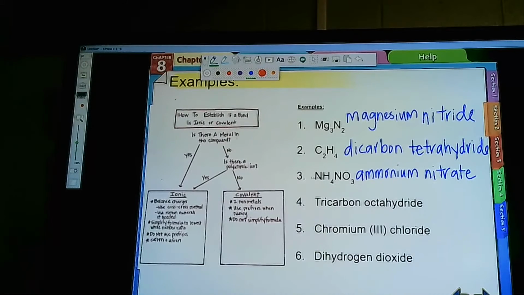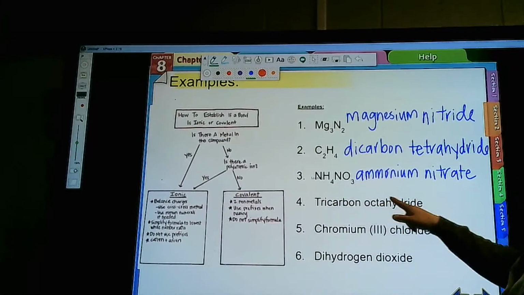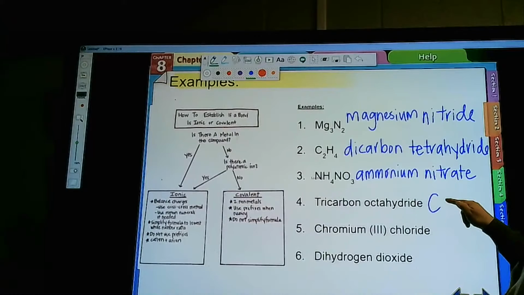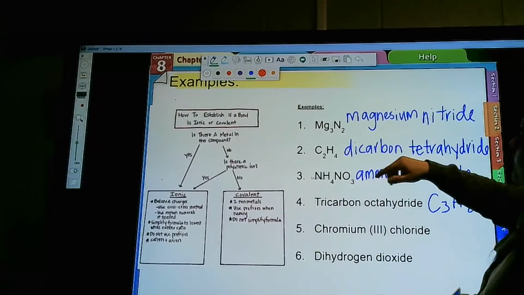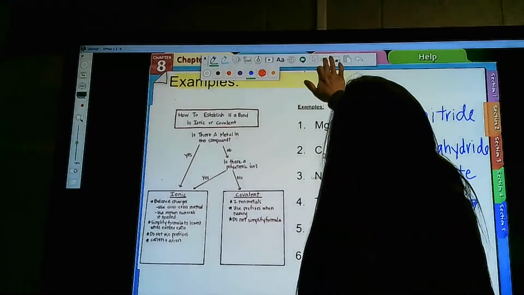All right, number 4, tricarbon octahydride. I see prefixes and I should immediately know that it is covalent. Good. So from here, all I have to do is just use the prefixes to write the formula. So C3H8. That's an 8, sorry. Looks weird. Well, no, it just looks German.